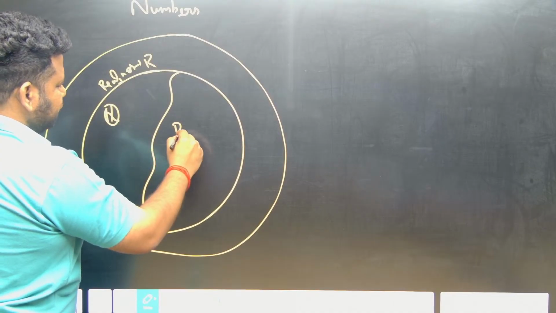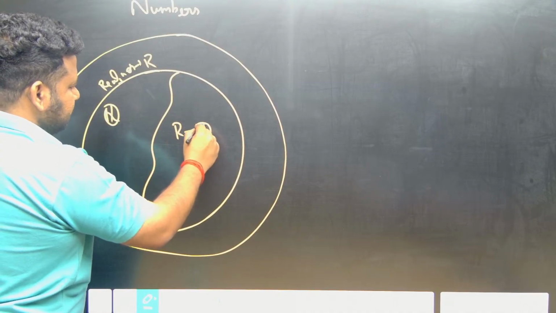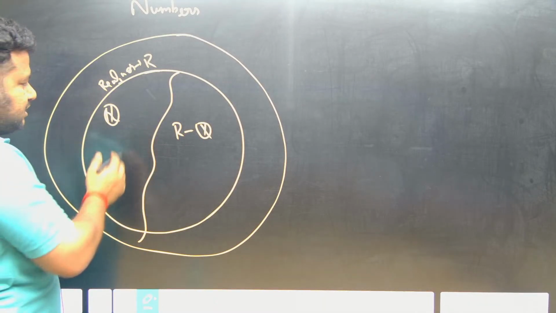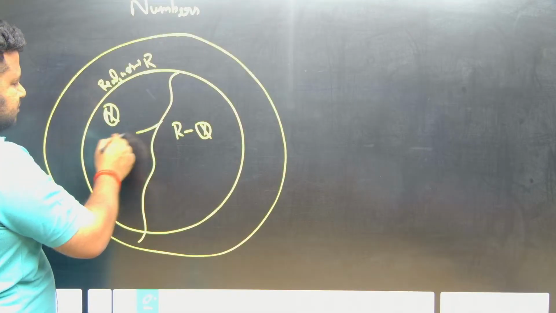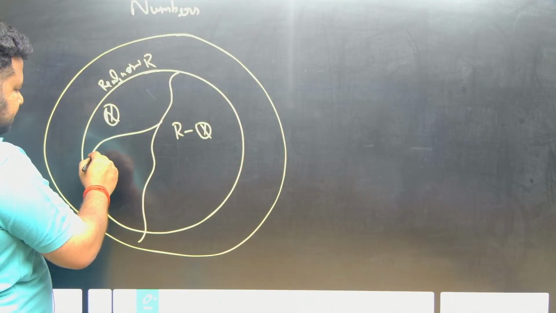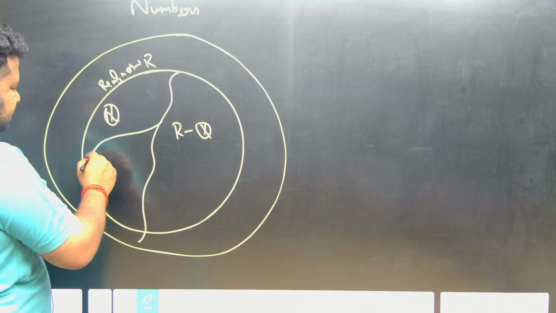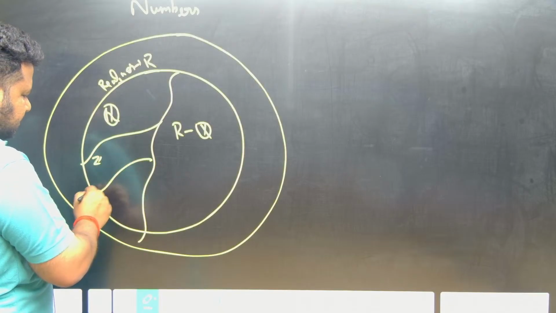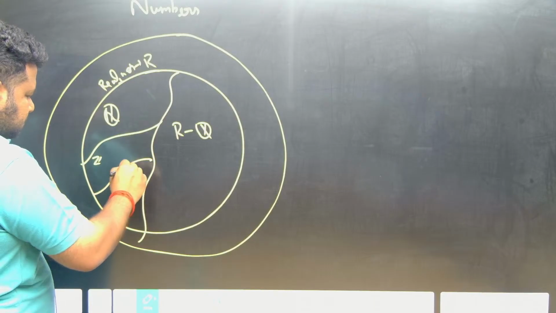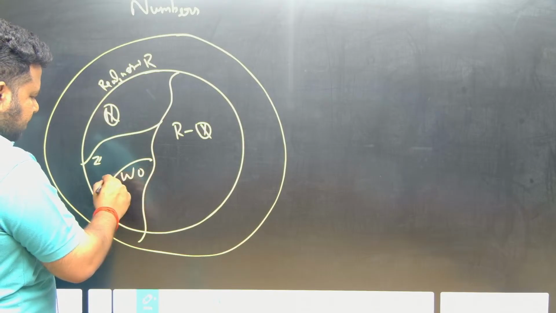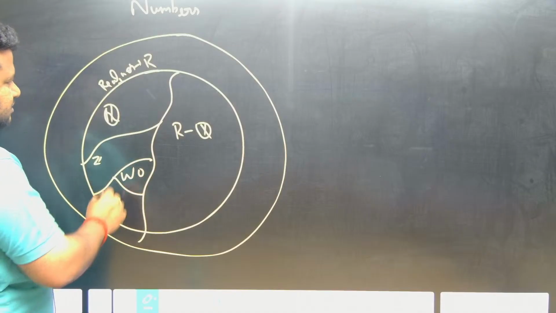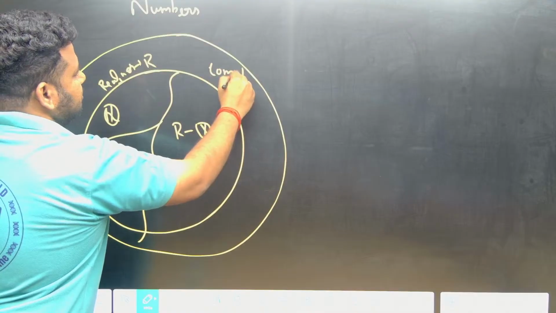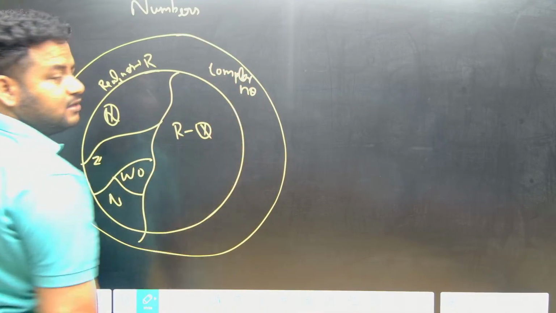From the real numbers, if you remove rational numbers, what do you get? Irrational numbers. In the rational numbers, a further subdivision is there: integers, which we write as Z or I. In the integers we have whole numbers. In the whole numbers, if you remove 0, we have natural numbers. This is the classification. Outside of this is the complex number.